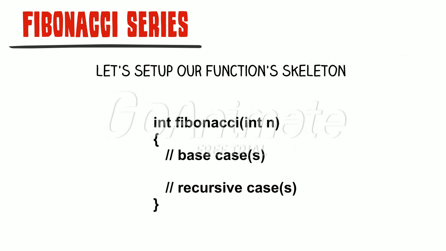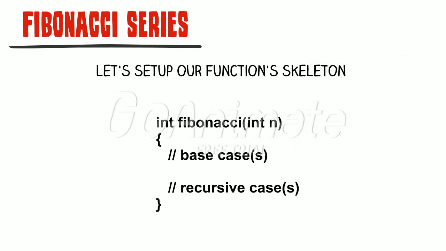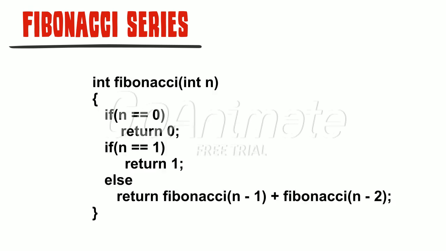First, let's set up our recursive function skeleton. Of course, it has a base case and a recursive case. Now let's fill in the comments. As you can see, we have two base cases. It is normal. Any recursive function can have multiple base cases or recursive cases, depending on the problem you're trying to solve. Now, the base cases are: if n equals 0, return 0, and if n equals 1, return 1. Otherwise, return the sum of the Fibonacci of n minus 1 and n minus 2, the two previous elements. See how recursion can make problem solutions less cryptic and easy to understand.